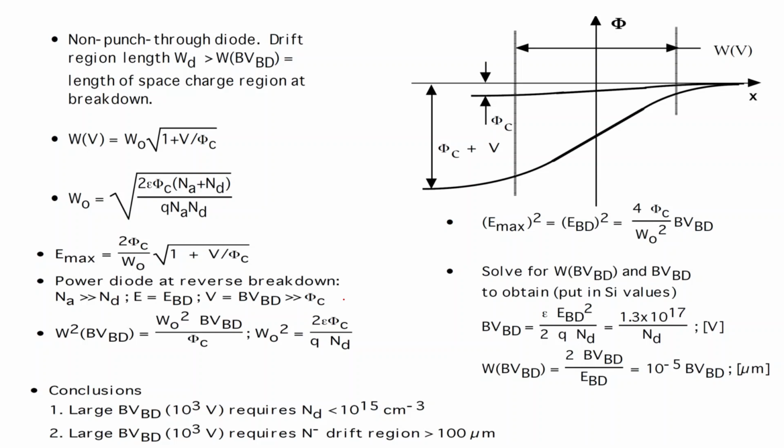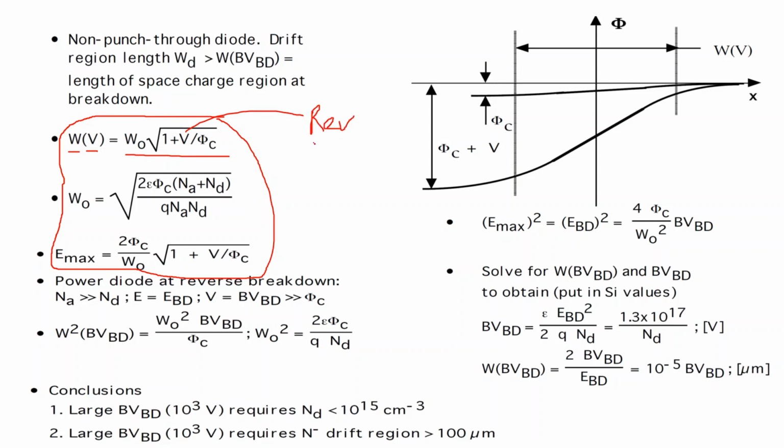Now let us do some mathematics here and start from where we have already discussed in our last videos. These are some terms which we obtained in our last video. One is the width of the depletion region at a given voltage, which is given by this, where V is the reverse biased voltage.